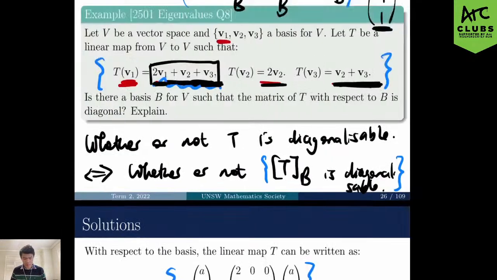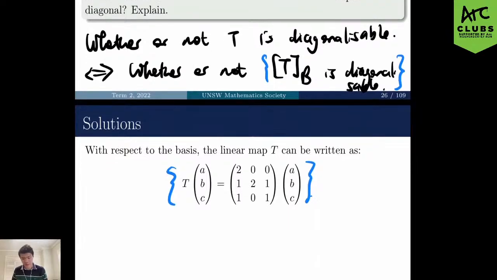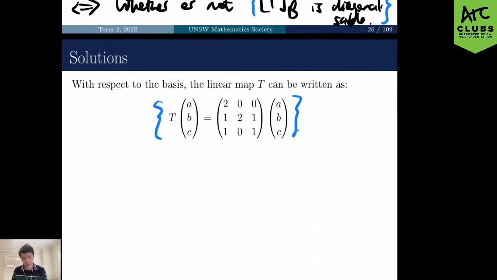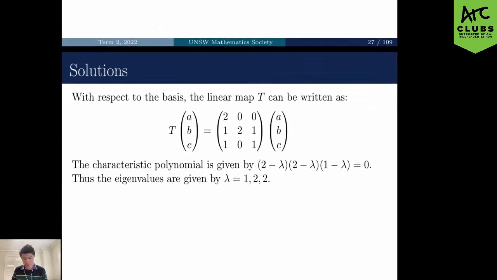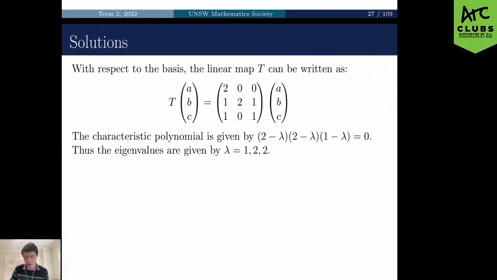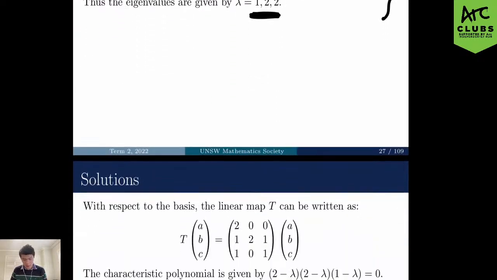So really, all we need to do is find out if this matrix is diagonalizable. And that's pretty simple. We just calculate the characteristic polynomial. I won't go through this because it's just more exciting stuff. But the eigenvalues are given by 1, 2, 2. That's still not enough to show it's diagonalizable. We still have to find the eigenspaces. So we'll do that.